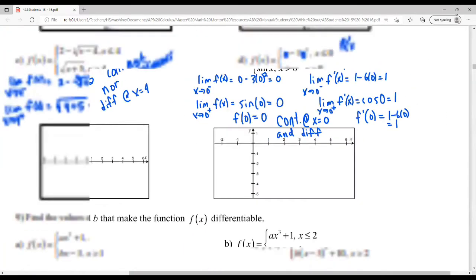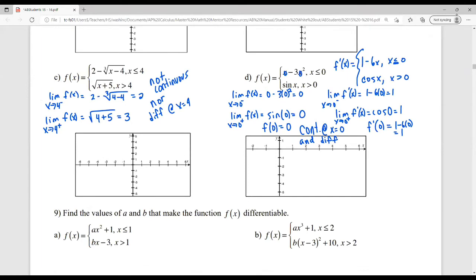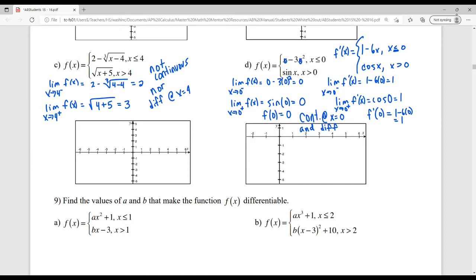You can graph these on the graphing calculator. Just type into YouTube how to graph piecewise functions on the TI-84, and it'll pull it up for you, and it'll show you how to graph those. I'm skipping that for this. I'm assuming that you would be able to do that on your own.